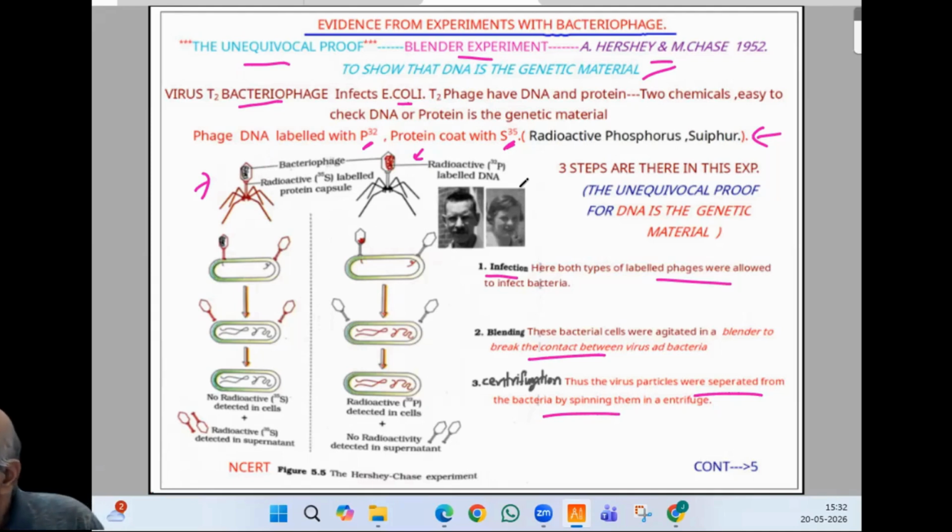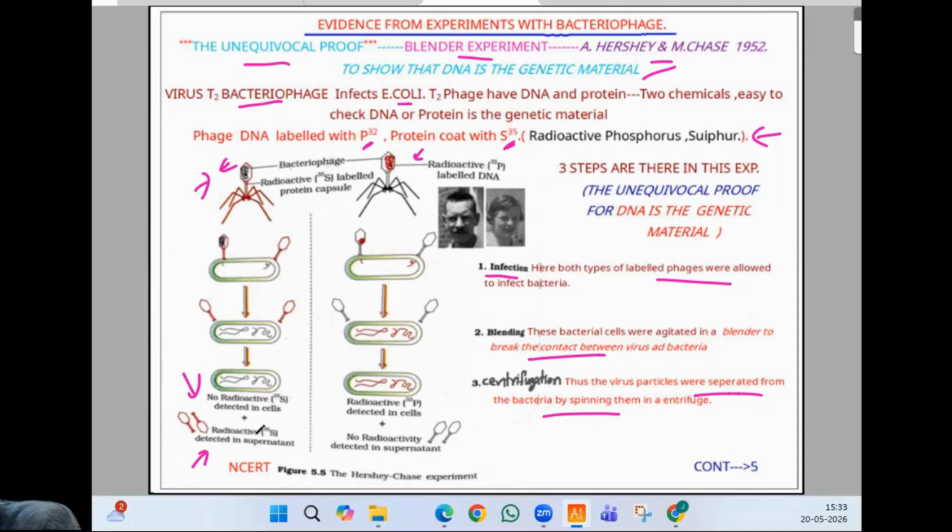And here, that is with S35, after this experiment, they detected no radioactivity in the cell, but they were able to detect it in the supernatant, because this S35, that means the protein, came out. So radioactive S35 was detected in the supernatant after centrifugation.